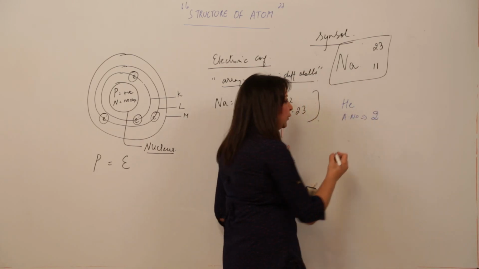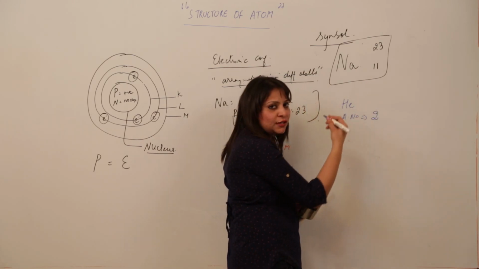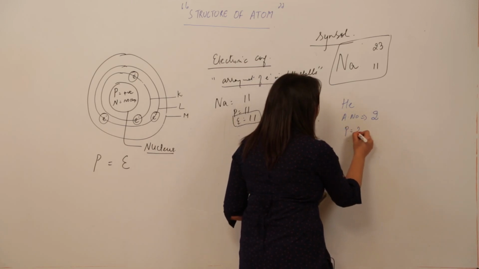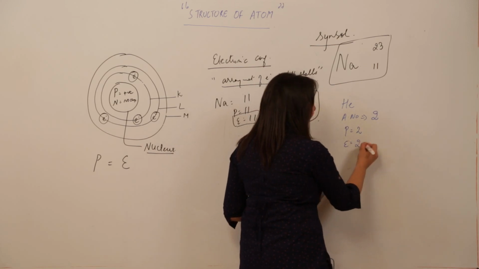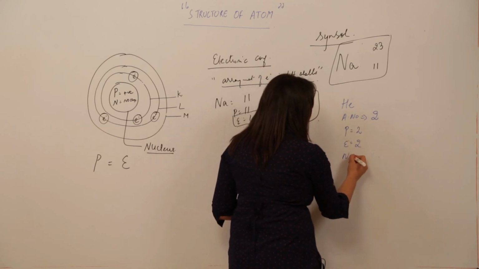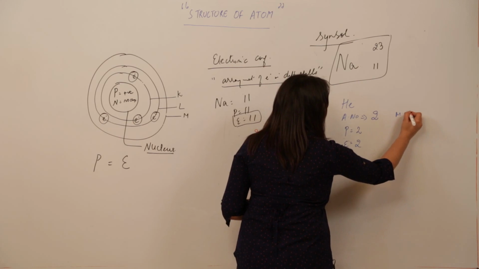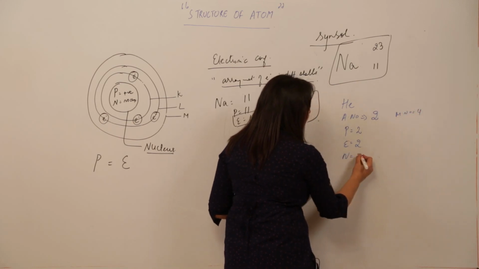So what will be the electronic configuration? Or let us first take the number of protons. How many protons? 2. How many electrons? We know it is equal to the number of protons. Again 2. How many neutrons? Its mass number is 4. So how many neutrons? 2.